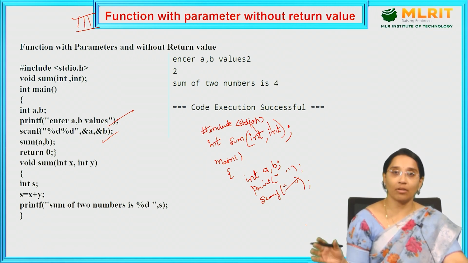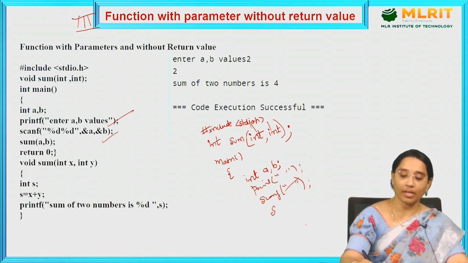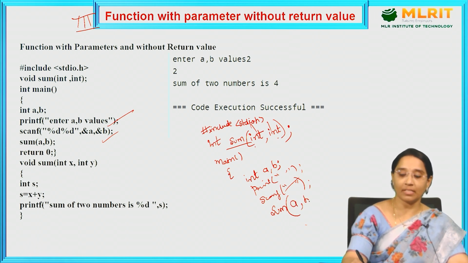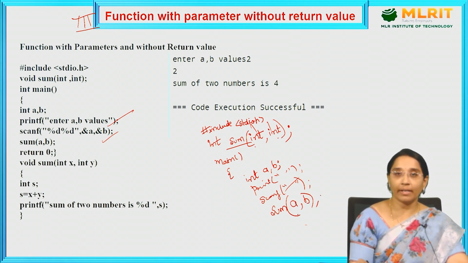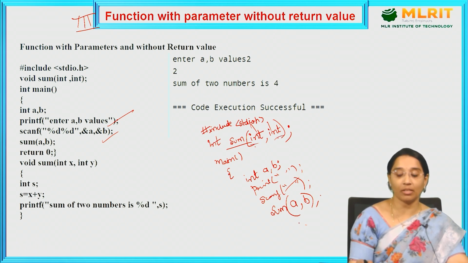Declaration was done. After that, function call. The syntax of the function call is the function name. Sum is the function name, followed by the list of parameters. You will not write any data type here, because the data type was already declared. So just write the names of the input variables. What are the input variables in your program? List them: function name and list of parameters. A and B are the parameters, only input values you will write here.